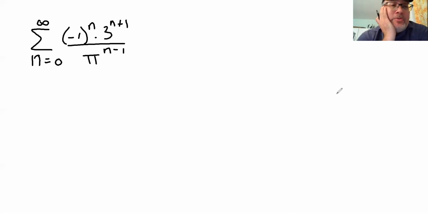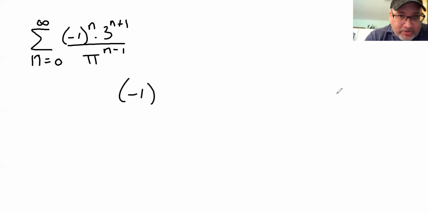Sum from n equals 0 to infinity of (-1)^n times 3^(n+1) over pi^(n-1). Well, notice that everything has an exponent. And one of them, the -1, has just an n. This is an alternating series, it has an alternator. But let's see if we can rewrite the argument so that we have a number times a number to the nth power.